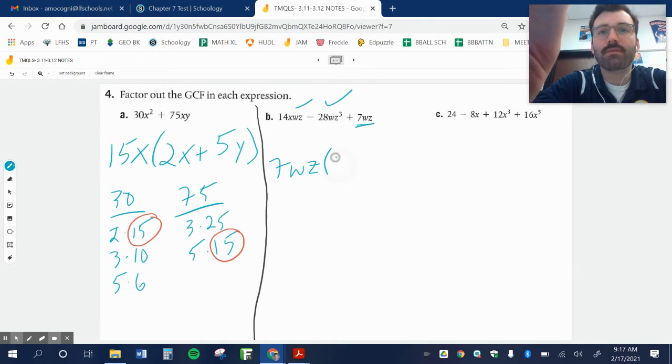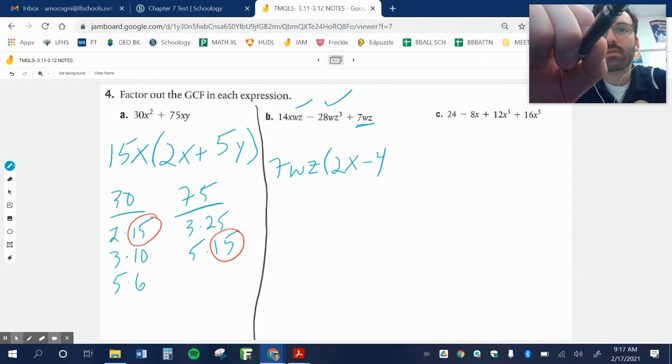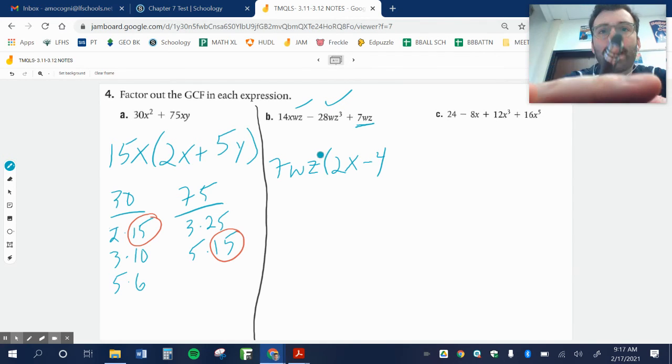14 divided by 7 is 2. I have x W Z, and I take out W Z, so I'm just left over with x. 28 divided by 7, keep that minus sign there, is 4. I have W Z cubed. I take out W Z, and I'm left with Z squared.